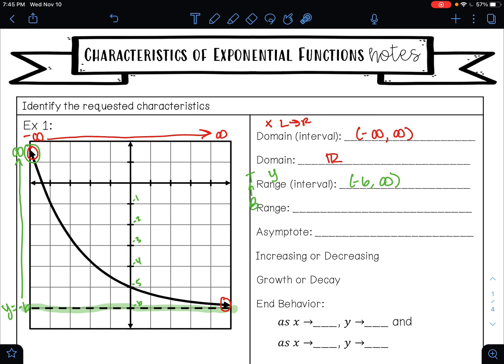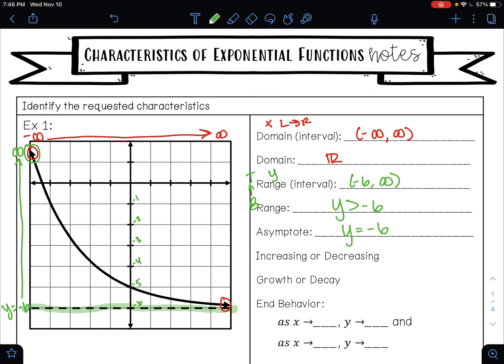-6 gets a parenthesis because it is a dashed line. We will get very, very close to our asymptote, but we will not cross or touch it. As an inequality, our curve is above our asymptote, so y is greater than our asymptote. We said earlier that our asymptote was at y equals -6.